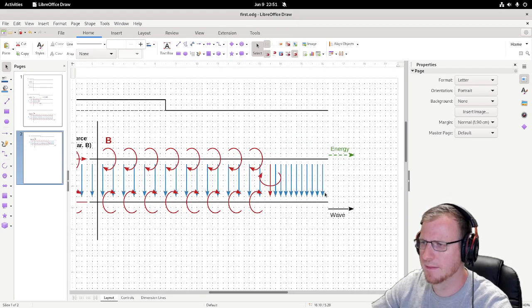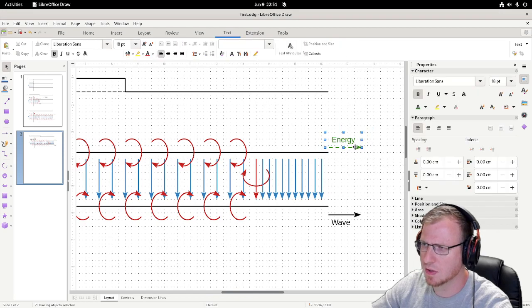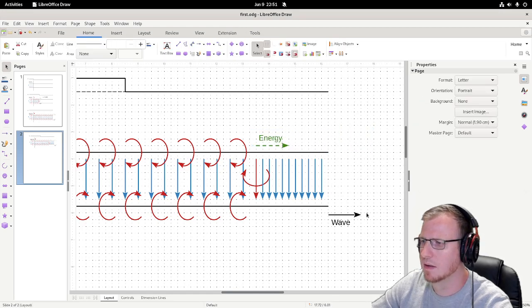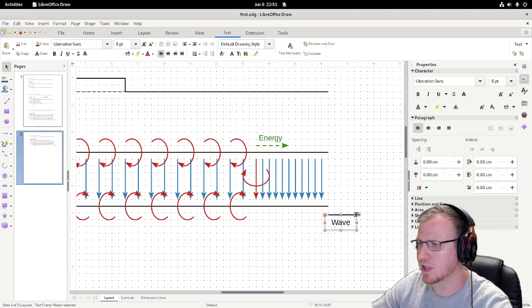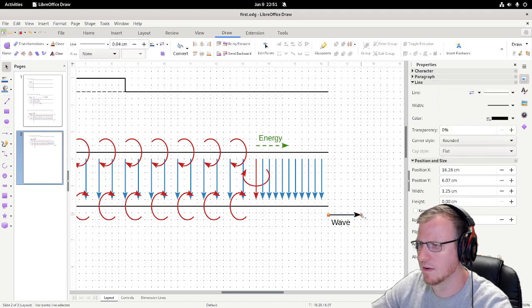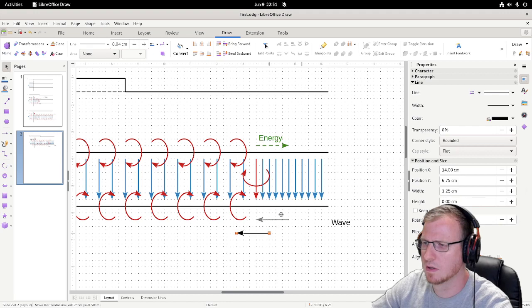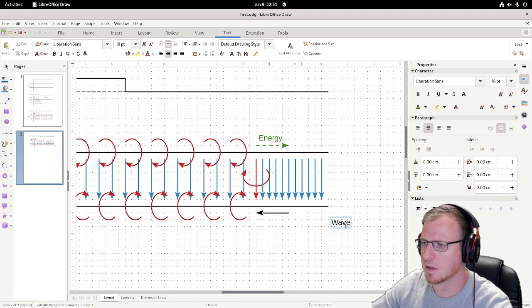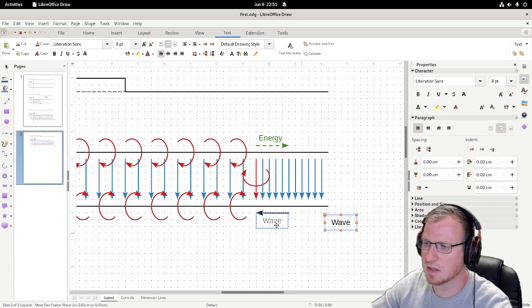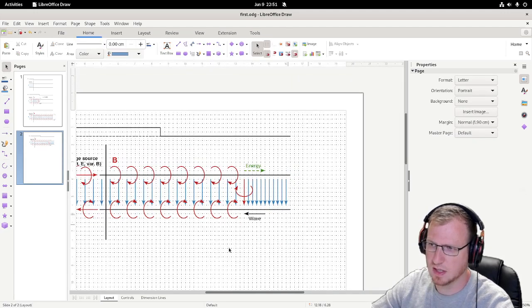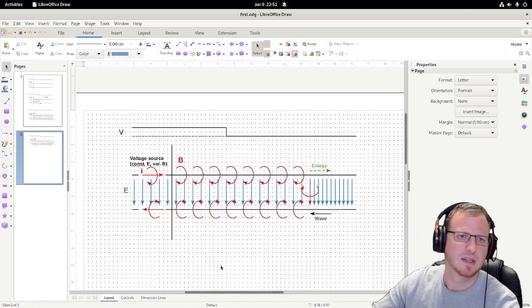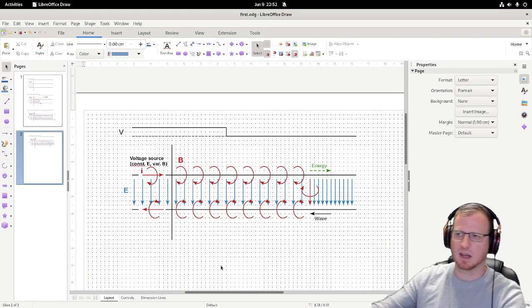Here, the energy is still flowing to the right, but the wave changed its direction. It's flowing backwards. So the direction of the wave and the energy is now opposite. Energy is going in and the wave is coming back.